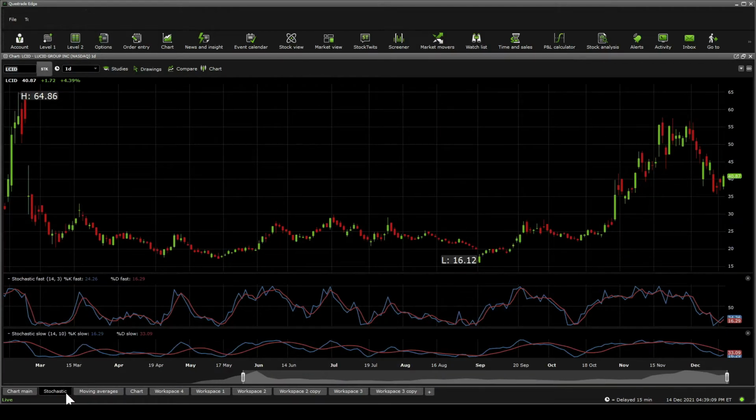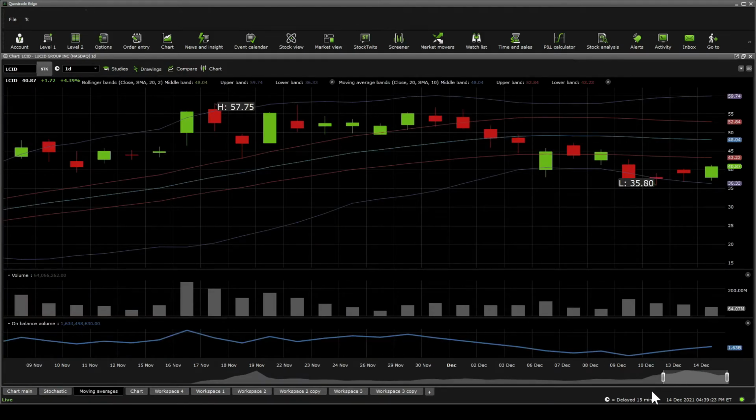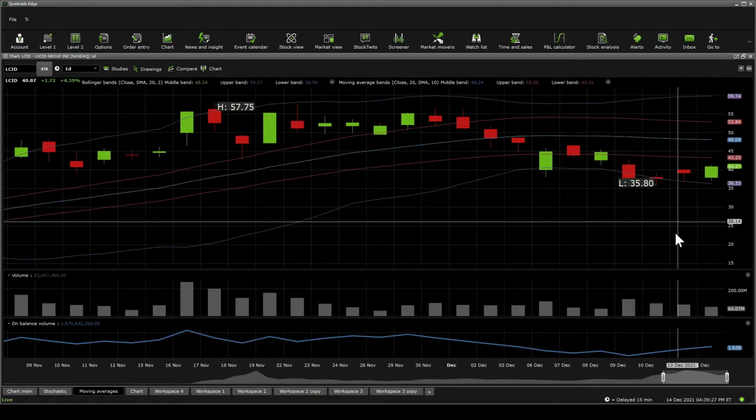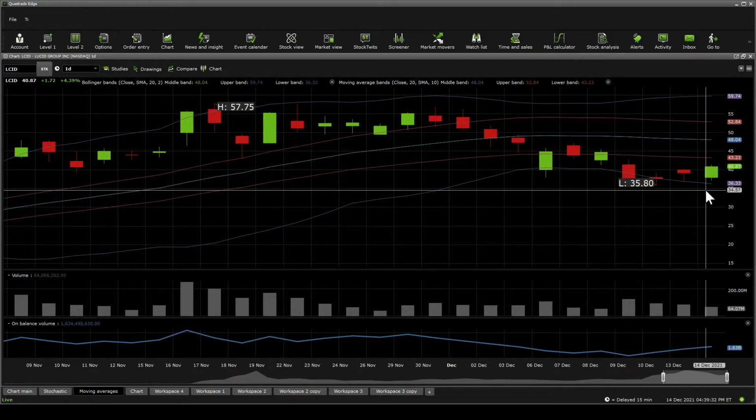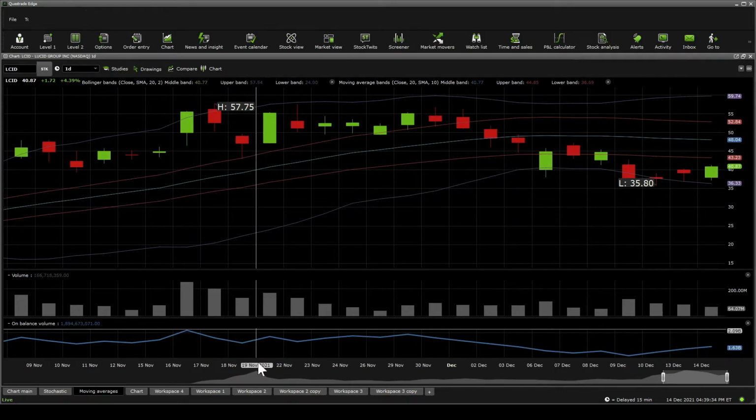Stochastic fast and stochastic slow. What we're seeing here is that they're both curving a bit upwards, suggesting an increase in momentum, a further push or more of a bounce back. In terms of the moving average bands, this one is anticipated to trade between 52.84 and 43.23. Currently, it's below there, but hasn't broken the Bollinger band at 36.33 at the bottom.